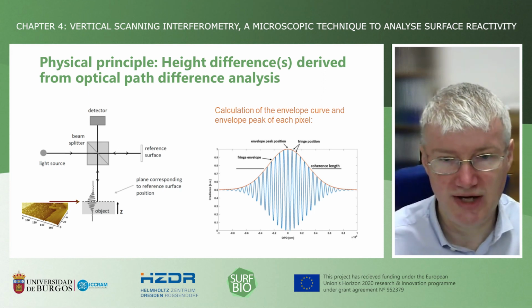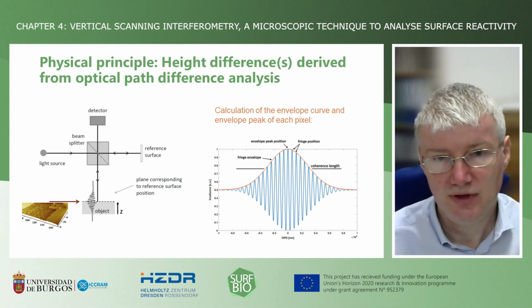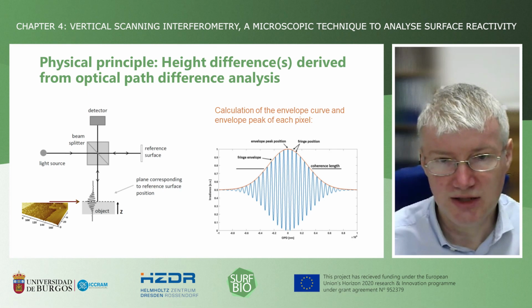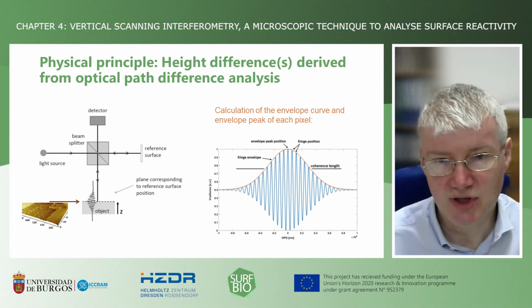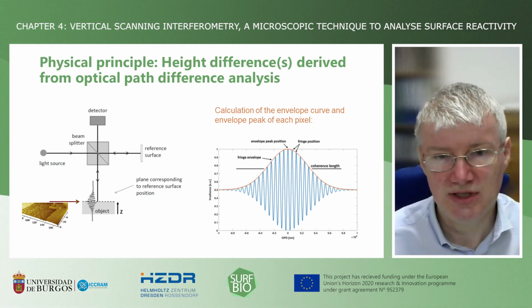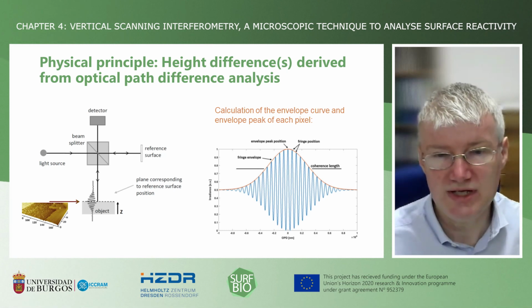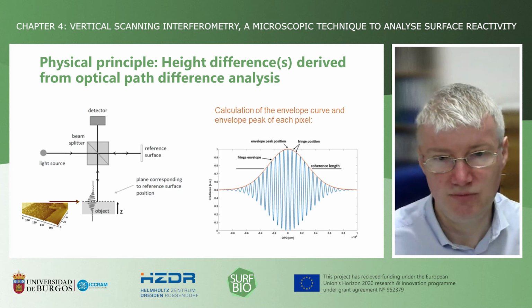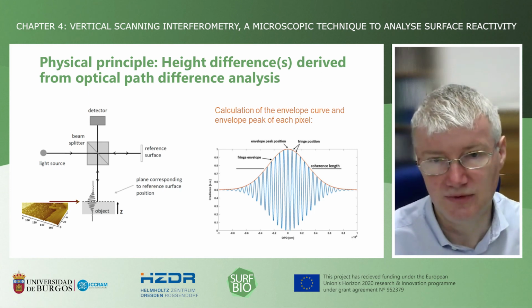That sits down there. Both surfaces reflect the light, and the reflected light goes back to the central part of our setup, and this optical setup enables superimposition of the two light beams. As a result, we see an interference pattern of each pixel of the object that gets observed.